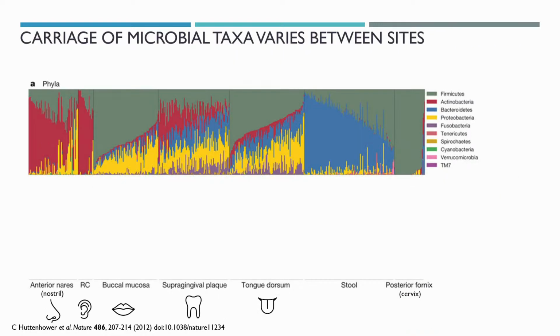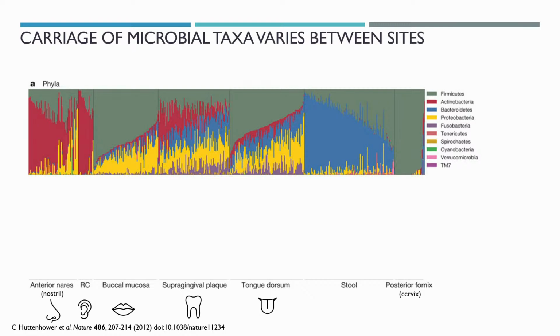Okay. So this plot is showing the relative abundance, so how abundant these different phyla of bacteria are, in all of these different areas. So you have your nostril, RC is a retroauricular crease. It's like the crease behind your ear. Apparently that has its own microbiome. The buccal mucosa, so the inside of your cheek, the teeth, supragingival plaque, tongue, stool, and cervix in women.